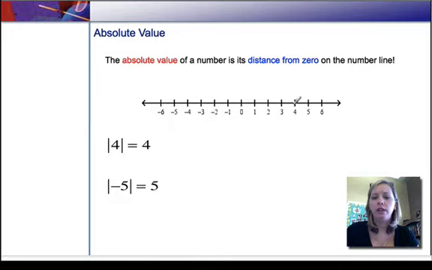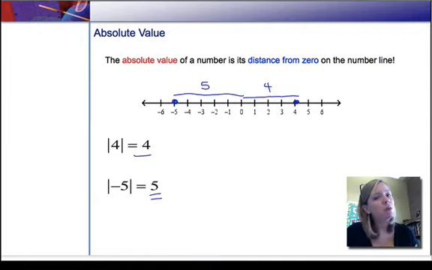So let's say I was looking at the number 4. How many units away from 0 is 4? It's 1, 2, 3, 4 units away from 0. So of course the absolute value of 4 is 4. Likewise, if I was looking at the number -5, -5 is 1, 2, 3, 4, 5 units away from 0. So the absolute value of -5 is 5.